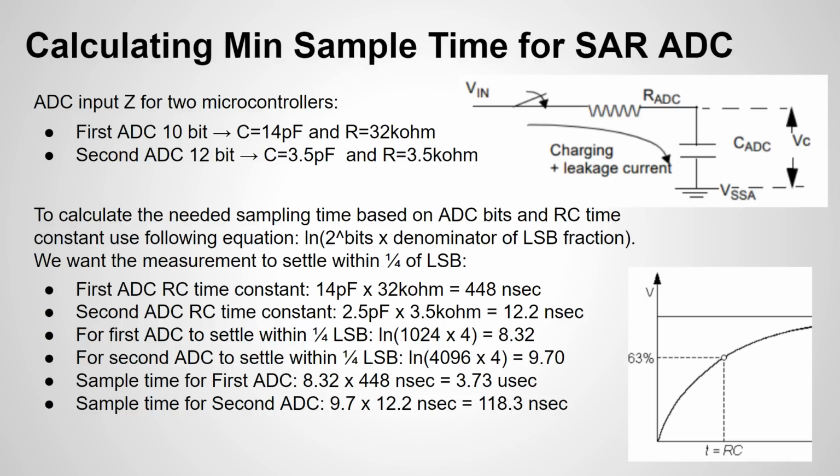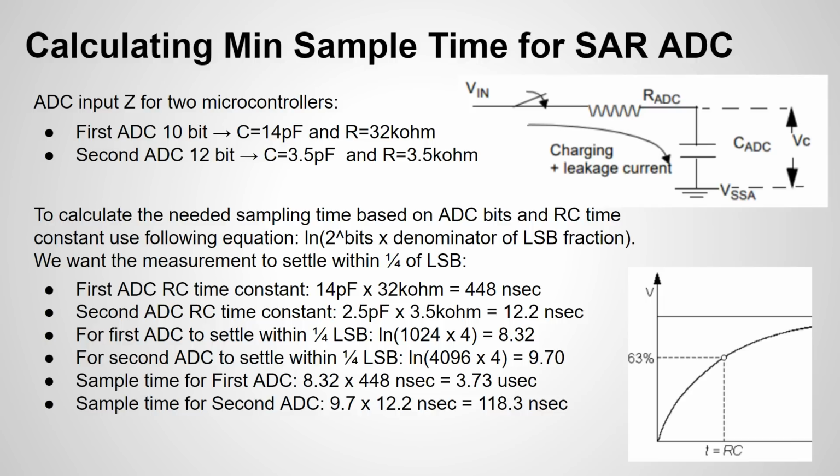Oh, and I actually see a mistake here. This should be 3.5. I'll correct that in post. But anyway, this comes out to 12.2 nanoseconds. Not surprisingly, this one is much lower than this one, right? More expensive microcontroller, more modern microcontroller. So you would expect it to have a better ADC.